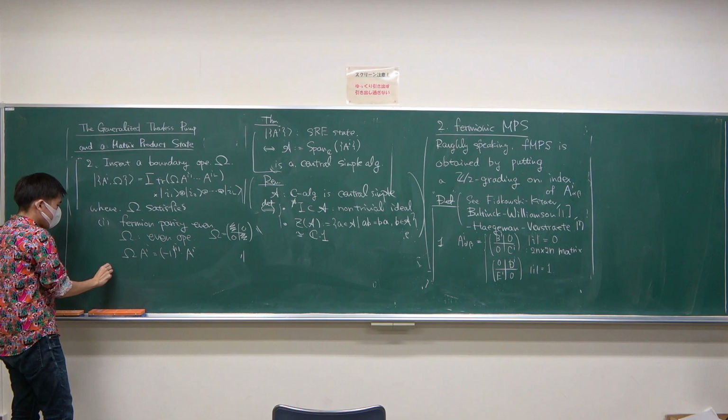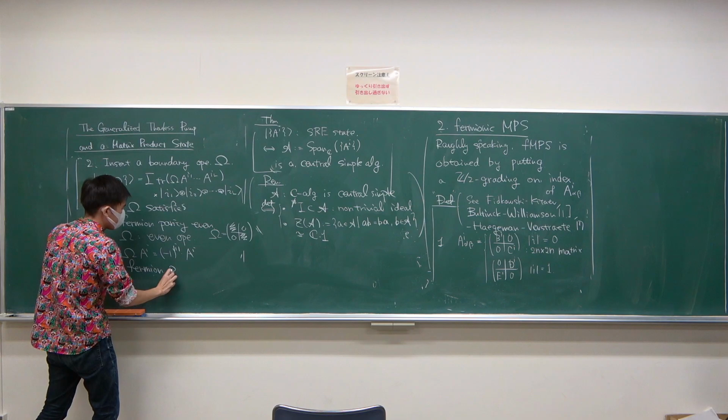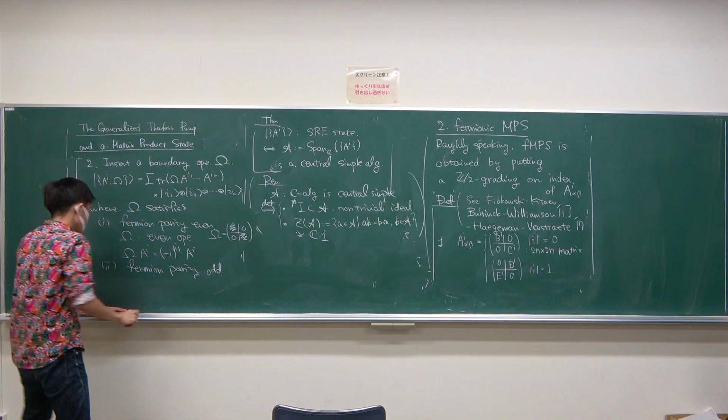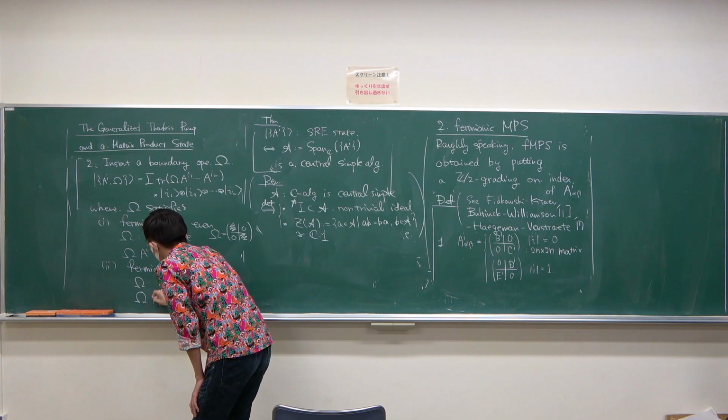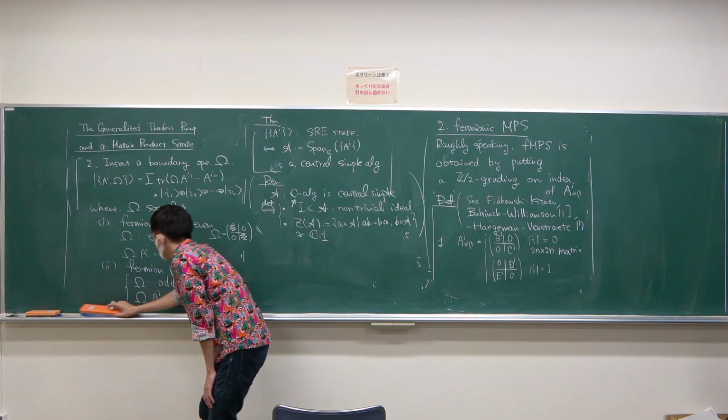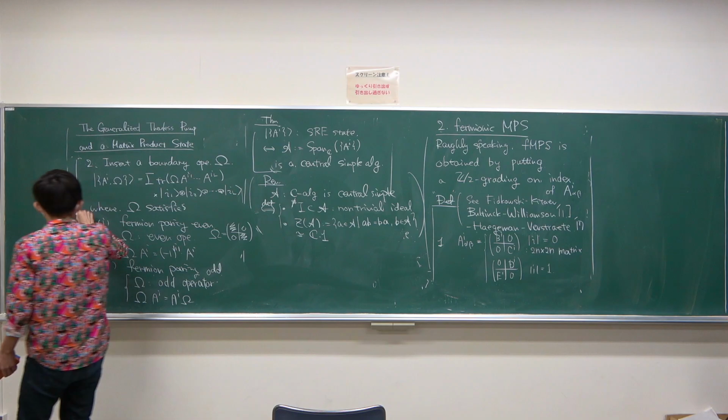And the fermion parity odd case: then omega is an odd operator, and omega commutes with every AI matrix. So this is the condition on the boundary layers.